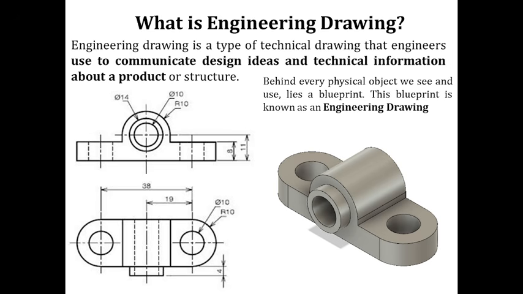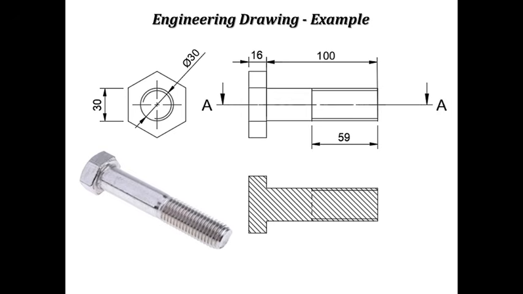What is engineering drawing? Engineering drawing is a type of technical drawing used by engineers to communicate design ideas and technical information. Every product we use today was once represented on paper or in CAD software before it was manufactured. An engineering drawing acts as the blueprint of the product. It contains all the information required to manufacture and inspect the component accurately. Next slide. Engineering drawing. Example.